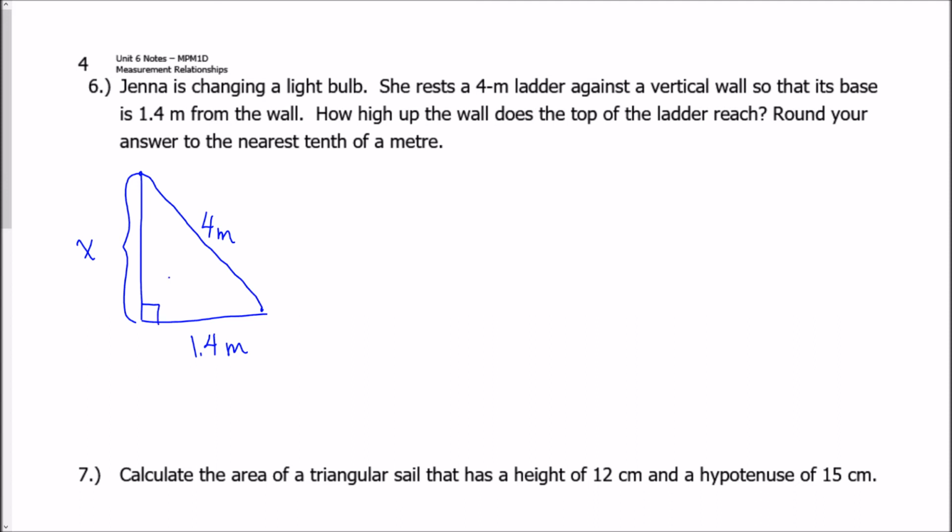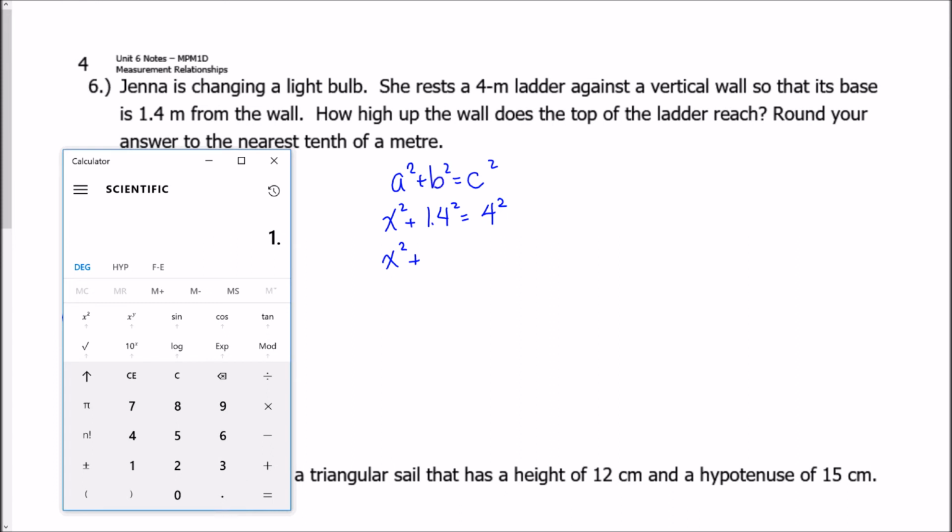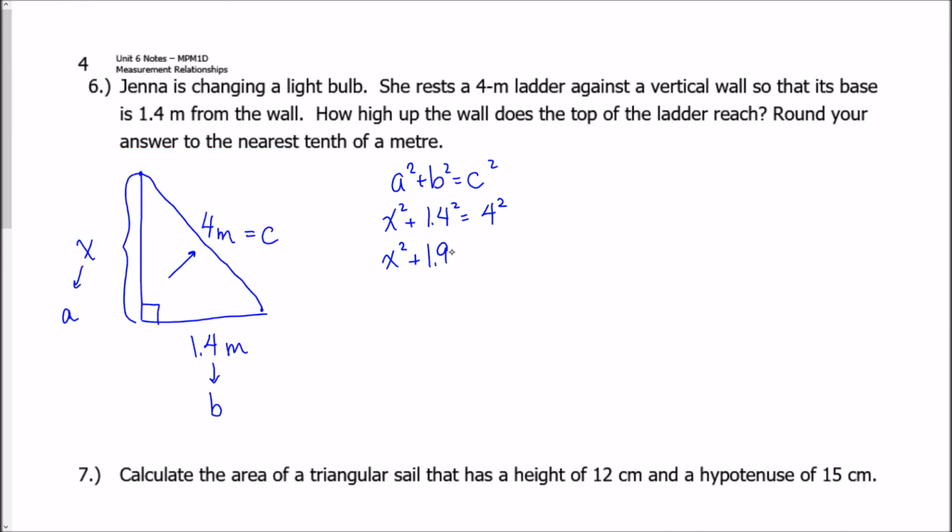So this means that my C value is 4. So that means that this could be A or B, and 1.4 could be A or B. So I'm going to say A squared plus B squared equals C squared. And I'm going to say X squared plus 1.4 squared equals 4 squared. So now I get X squared plus, and then I'm going to square 1.4. So 1.4 squared should give us 1.96. Equals 4 squared is 16.